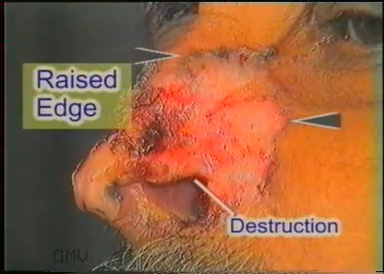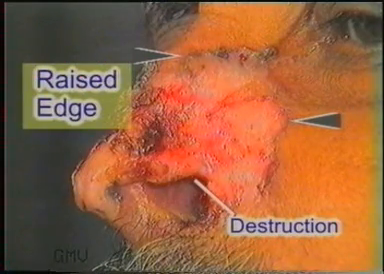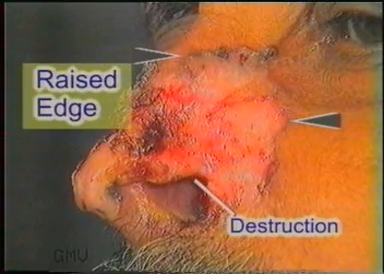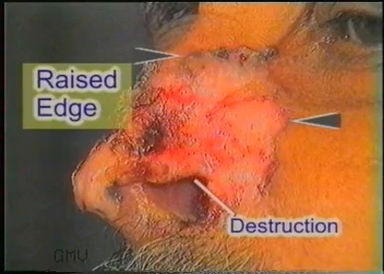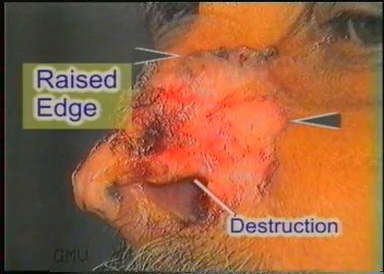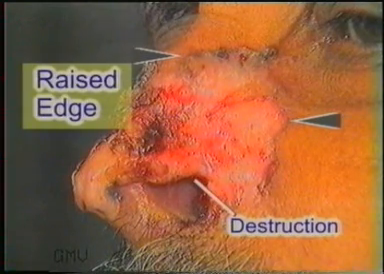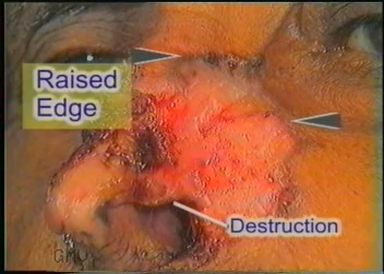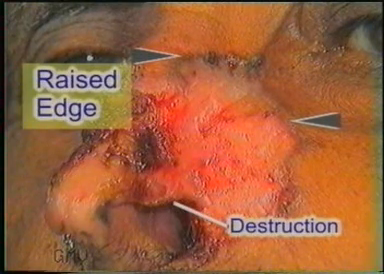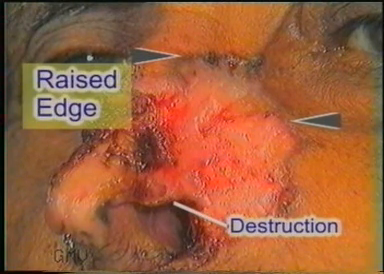Lastly, this is the slightly raised but not everted edge of a rodent ulcer, which is a slow-growing malignancy. Note the tissue destruction caused near the nasal ala, and on the upper side, the raised rolled edge with nodules is seen.